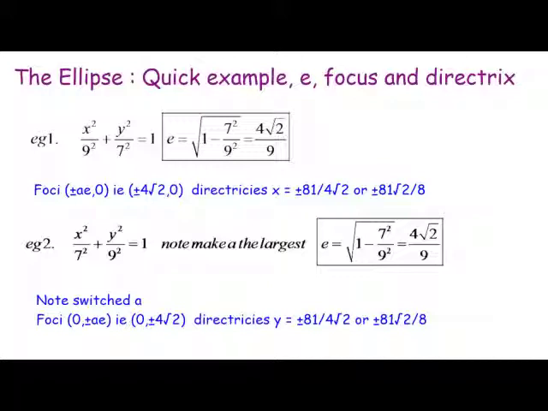You can see the foci are now plus or minus 4 root 2, 0, whereas in the other one it's 0, plus or minus 4 root 2. Obviously they are on the y-axis, and the first ones are on the x-axis. And you can see the directrices are x equals something, in this case plus or minus 81 root 2 on 8. And then for example 2, they switch to y equals plus or minus 81 root 2 on 8.